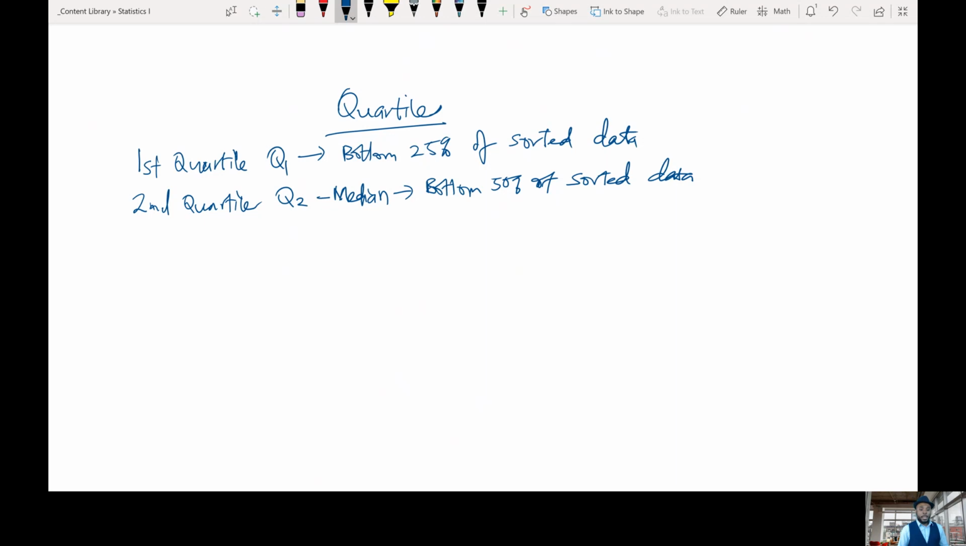All right. And then the third quartile, also known as Q3, is the bottom 75% of sorted data. Awesome. Cool. All right, let me give you some examples to make it much easier to comprehend.